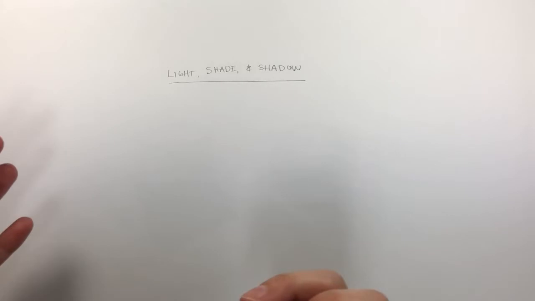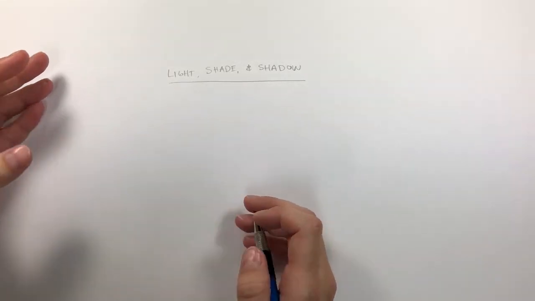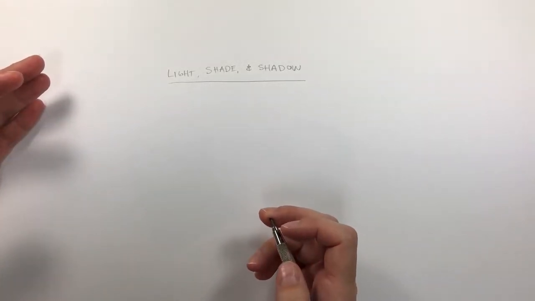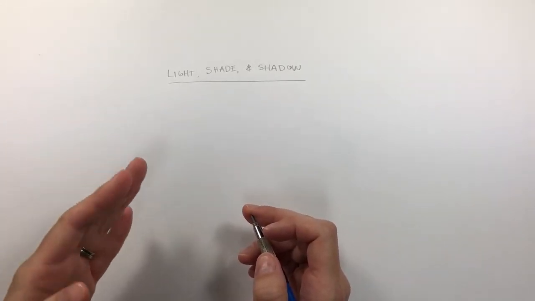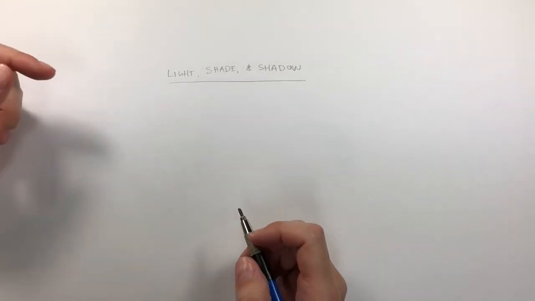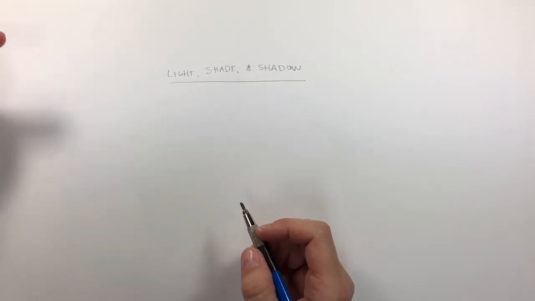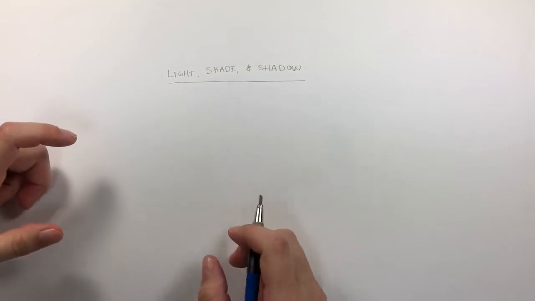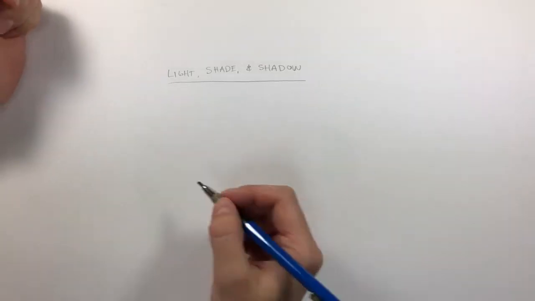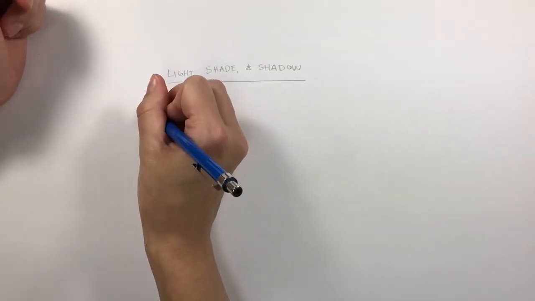Okay, so we have our light, shade, and our shadow. Now, the first thing we need to understand is orientation of light. Basically, your orientation of light will determine so many things. So you've got to think about where your light is coming from in a 3D space in relation to your object and in relation to you. So let's look at this from a top-down view.